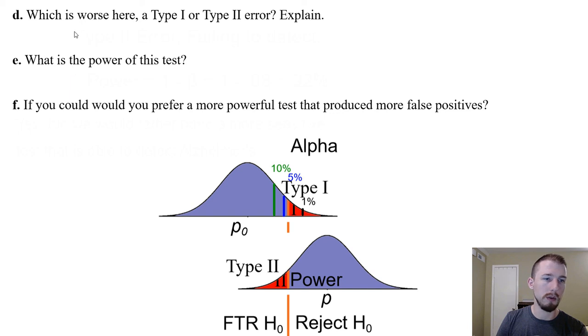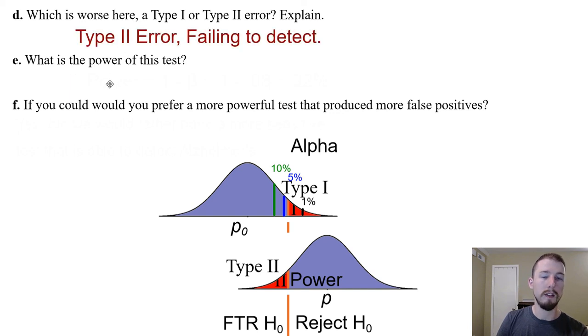So which is worse? I would say type 2, in this case failing to detect that they had Alzheimer's. So we really want a more sensitive test that's cheaper. I think that would be beneficial, even if it had more false positives. That would be okay as long as we did a follow-up test.